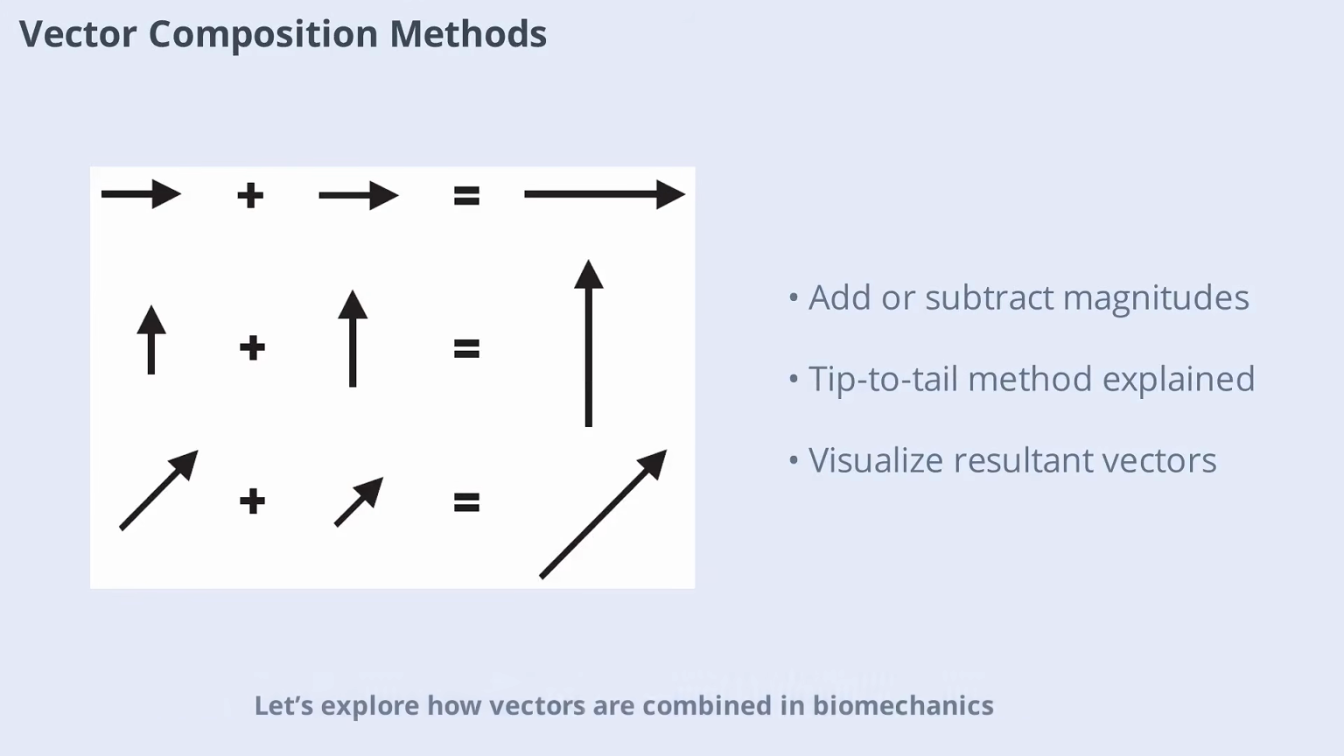Let's explore how vectors are combined in biomechanics. Vector composition is the process of determining a single resultant vector from two or more vectors. If the vectors point in the same direction, we simply add their magnitudes. When they point in opposite directions, we subtract their magnitudes. The tip-to-tail method is a visual way to combine vectors. You place the tail of one vector at the tip of another, and the resultant vector stretches from the tail of the first to the tip of the last. This method is especially useful for visualizing forces acting on the body. By mastering vector composition, we can break down complex force systems into simpler components, making our analysis more manageable. Up next, we'll see how to resolve vectors into perpendicular components.